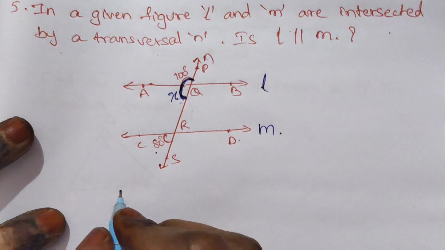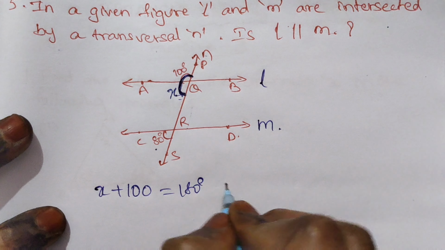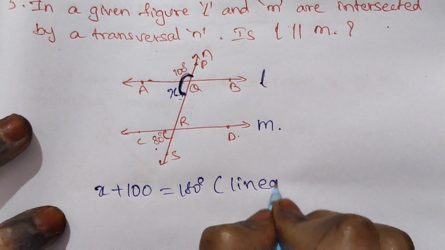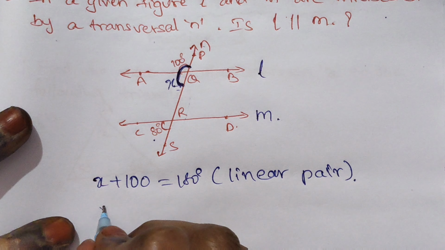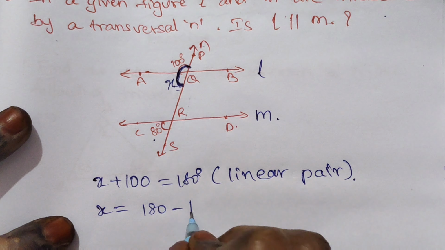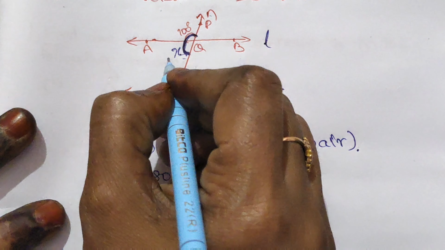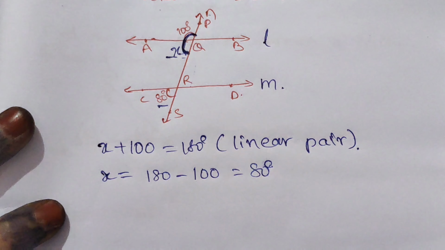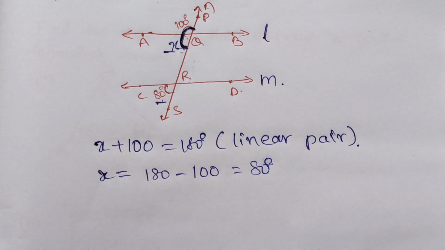So x plus 100 is equal to 180 degrees. I'll write linear pair. So x is equal to 180 minus 100. How much? 80 degrees. This one is 80 degrees and this one is 80 degrees. These two angles are corresponding angles.